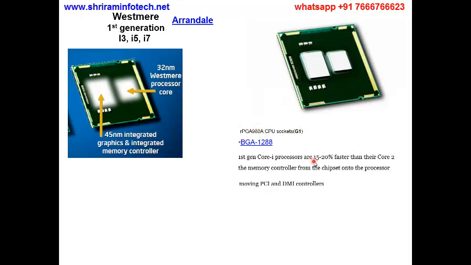In the last screen we saw the 3 types of sockets. Graphics is also there, but it works through the PCH only. Intel introduced two processors: one is in the socket, another is in the BGA. If you have the BGA, its pin number is 1288. Okay, so this is 20% faster than Core 2 Duo.